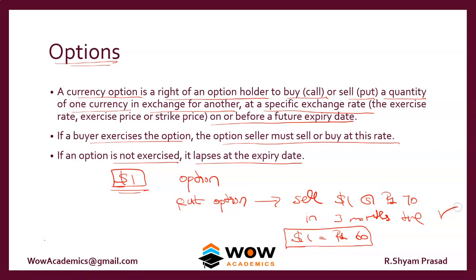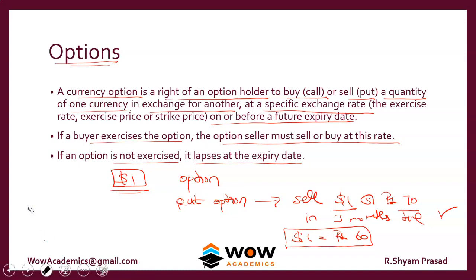Yes, because if you exercise your put option, you can easily sell that $1 at 70 rupees, because in the market if you sell it's only 60 rupees worth. So there is a 10 rupees differential. So you will go with exercising your put option.